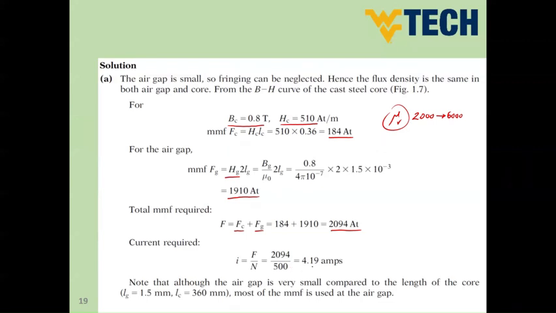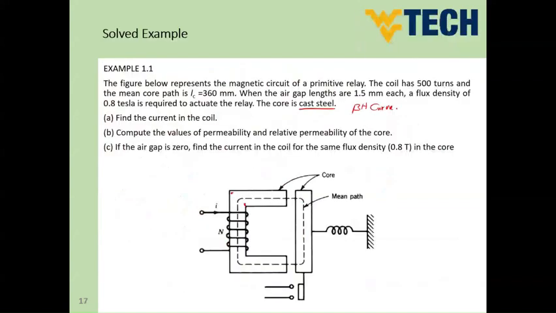So this means in order to establish a flux density of 0.8 Tesla in our relay, we need 4.19 ampere. But take care, this is only at a distance of 1.5 millimeter apart from the C shape. So the I shape is 1.5 millimeter distance from the C shape. Okay, nice. So this is the first part A.